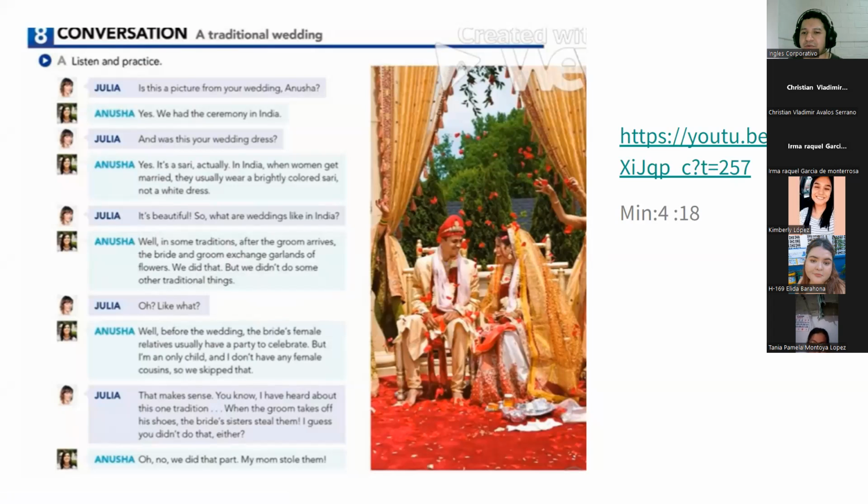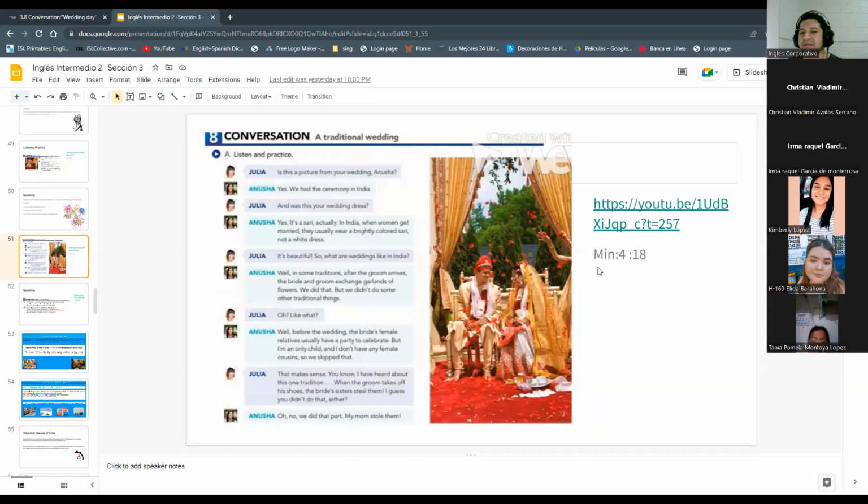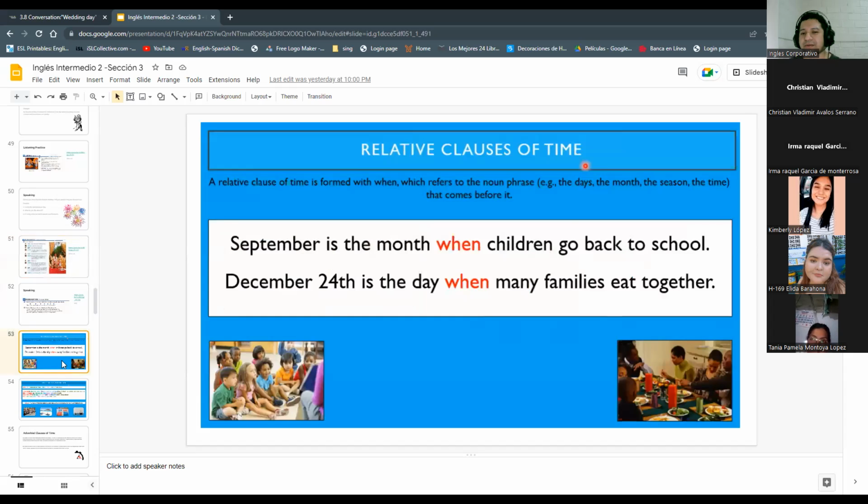And the other person, if you remember this conversation, was talking, right? We do this, the women get married, we usually wear a bright color saree. Traditions are the traditions, right? The bride and groom exchange garlands. Also, we have a party to celebrate. So I want you to explain what you do, for example, in Christmas, if you have a tradition in your family, if you have special food that you share, a special recipe. So that's what we are going to do. We are going to create a conversation, and then we are going to practice it, okay?